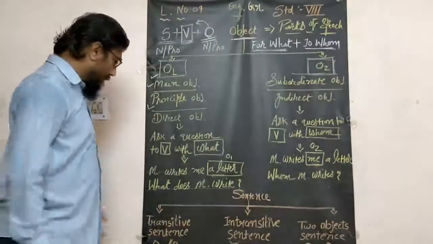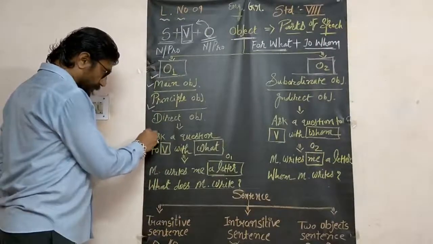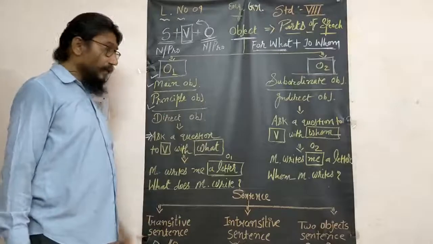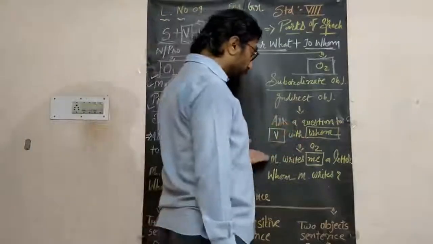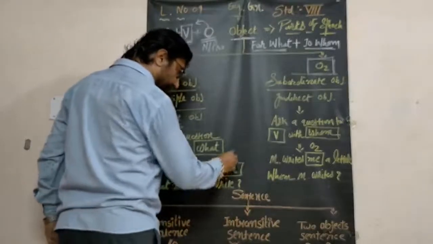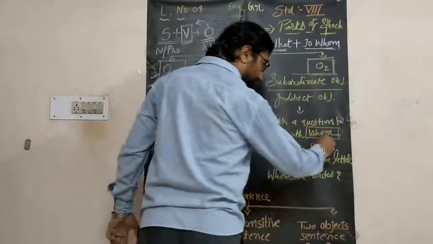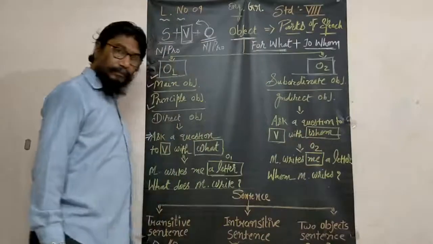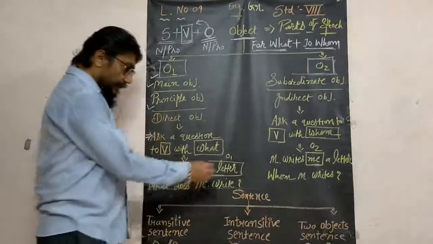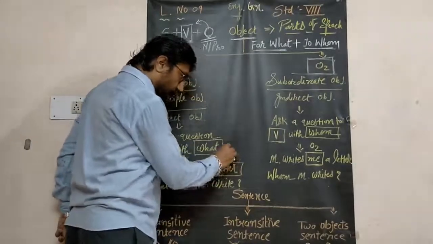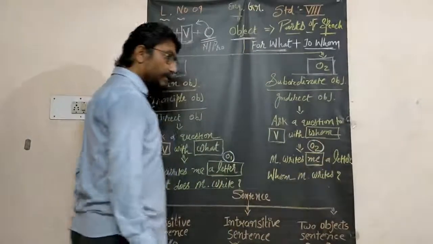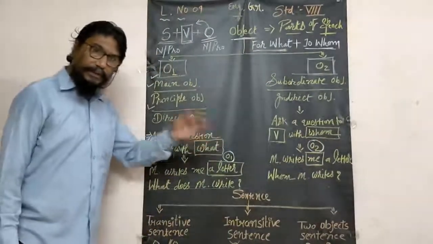It's a very simple idea. Ask a question to the verb with what. Ask a question to the verb with whom. Whatsoever answer you get for what is O1. Whatsoever answer you get for whom is O2. If you ask with what, the answer you get is O1. If you ask a question with whom, the answer you get is O2. Don't pronounce it as oxygen.